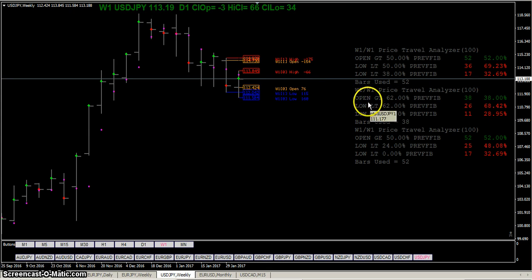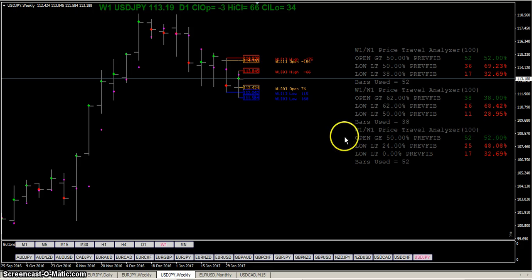Now here we're looking at open above the 62% fib 38 times. Did the low go below it? Yes, 26 times, or 68% of the time. If it opened above it, it went below it. And then did it go below the 50 level? Yes, it did, 11 of those times.